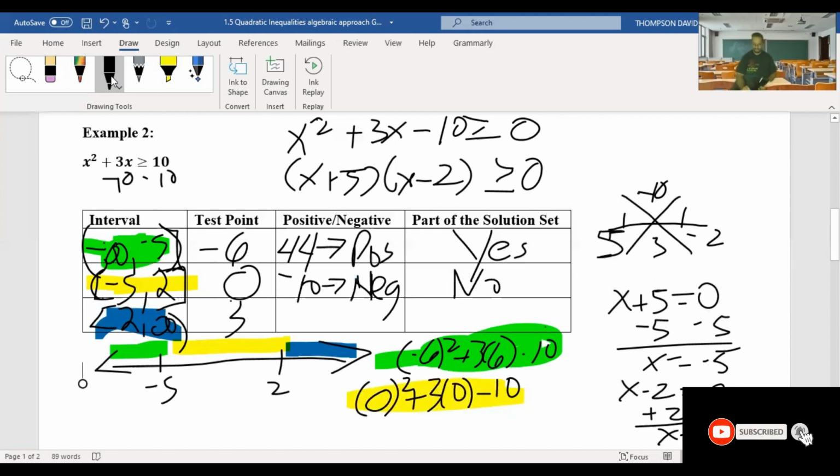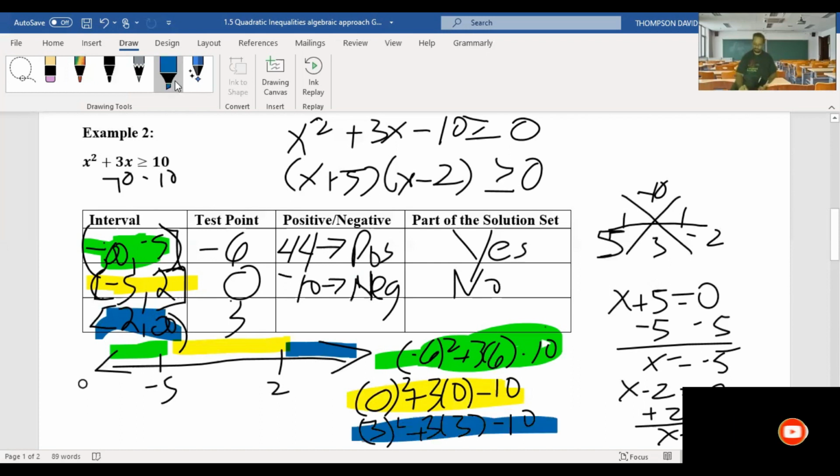The last interval number we're going to check is 3. So we're going to do 3 squared plus 3 times 3 minus 10. We'll highlight that in blue to be consistent and see if that's in our solution set, which it should be. 3 squared plus 3 times 3 minus 10 gives me 8, which is positive. So that is part of our solution set.